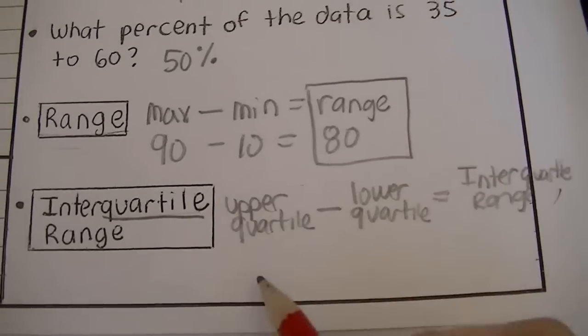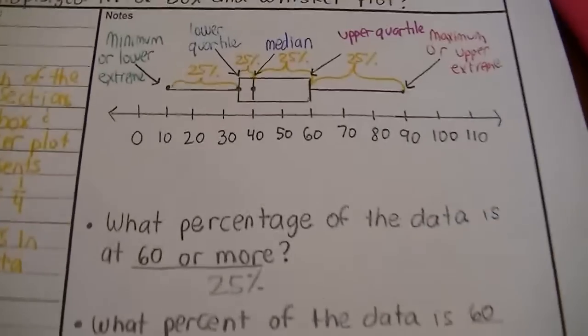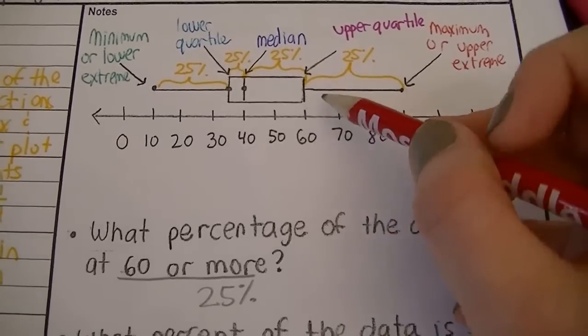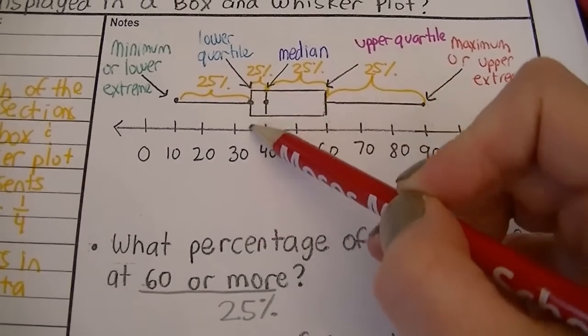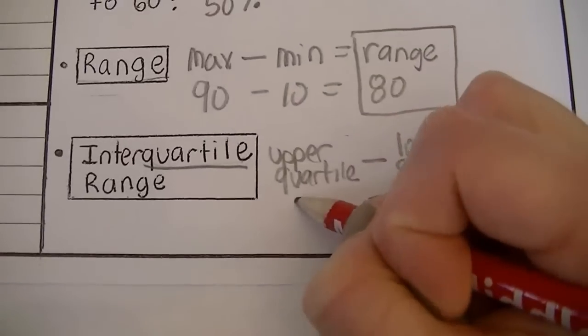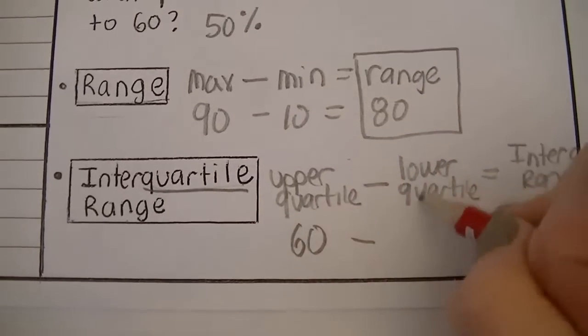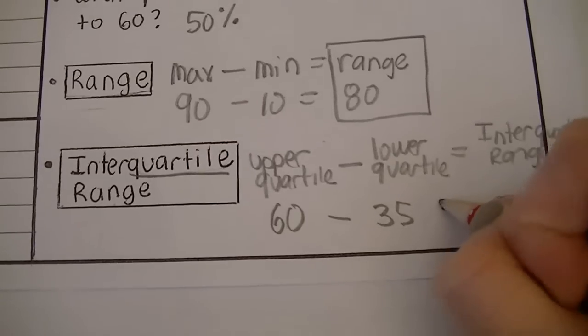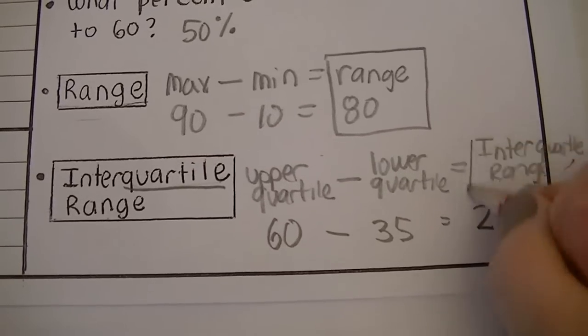Okay, so let's go ahead and get the information from the box and whisker plot. Our upper quartile is at 60. Our lower quartile is at 35. So we need to go 60 minus 35. Our upper quartile is 60. Our lower quartile was 35. 60 minus 35 is 25. Our interquartile range is 25.